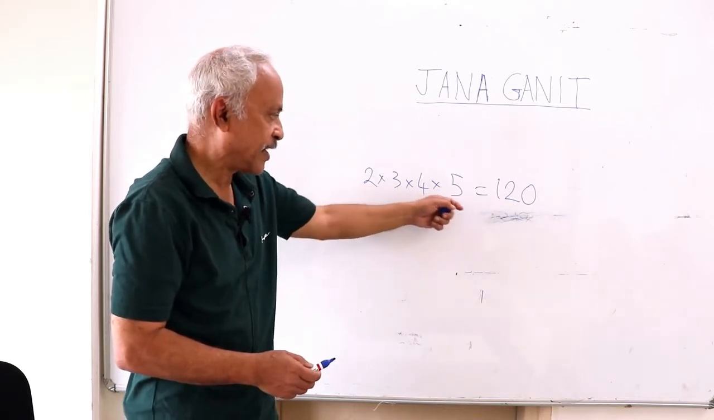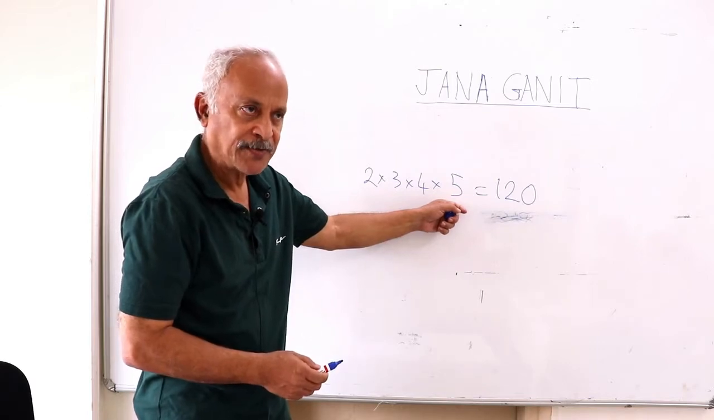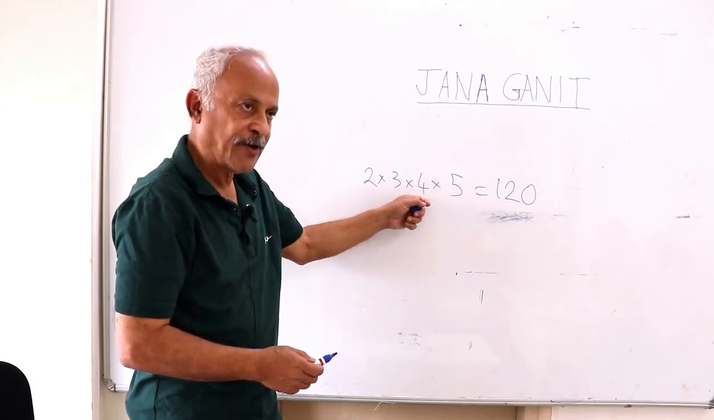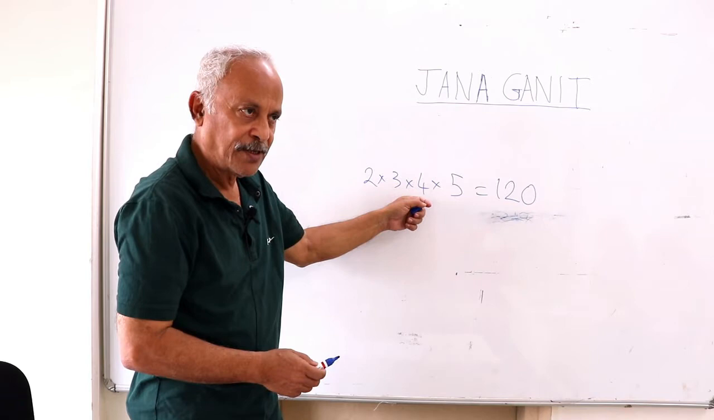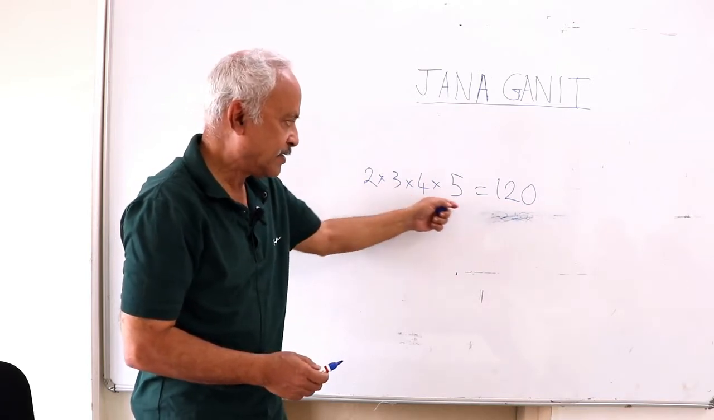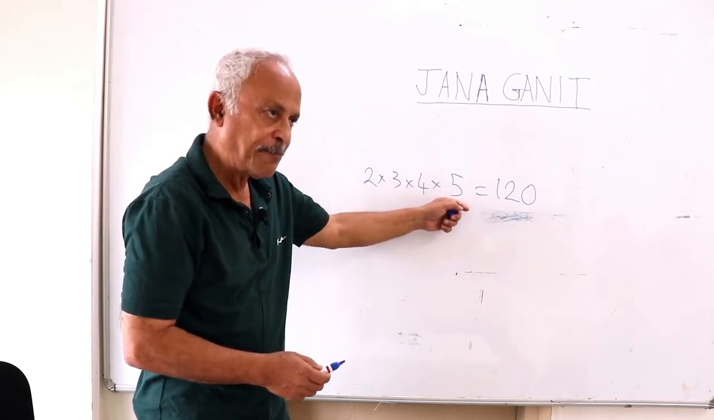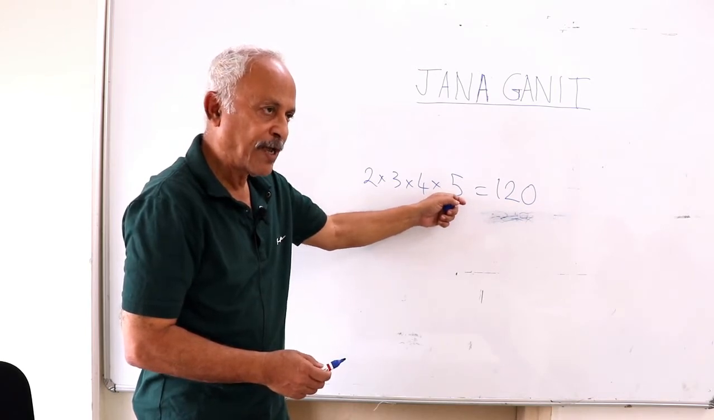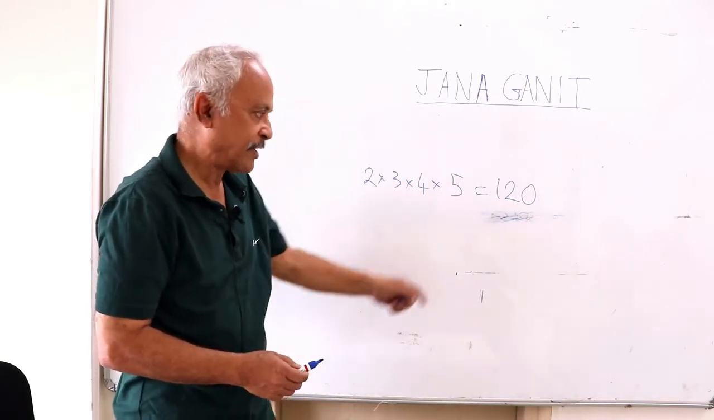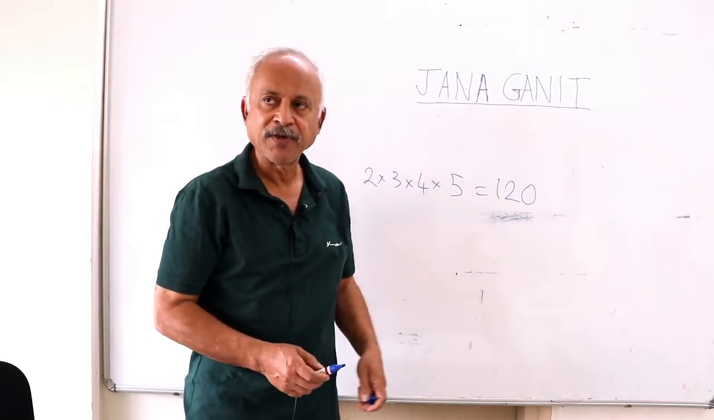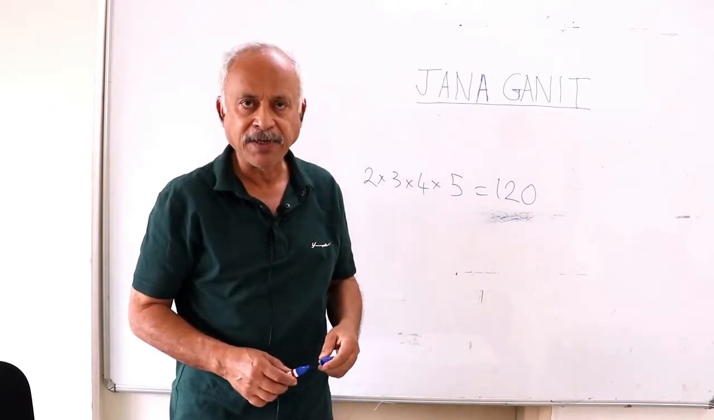So 2, 3 and 5 are known as the prime factors. But 4 is not a prime factor because 4 is not a prime number. So if I want to factorize in terms of only prime numbers, what will I write? Please do that problem. Factorize 120 in terms of only prime numbers.